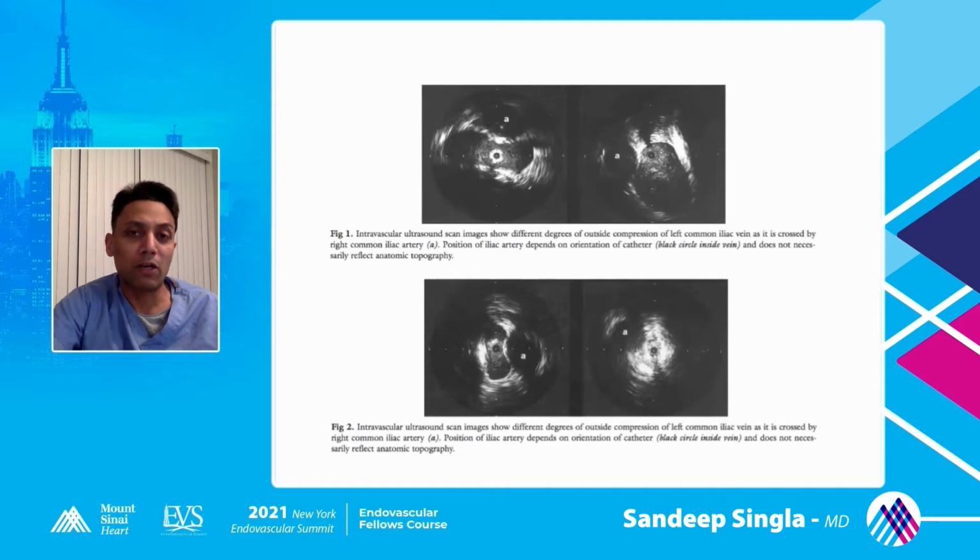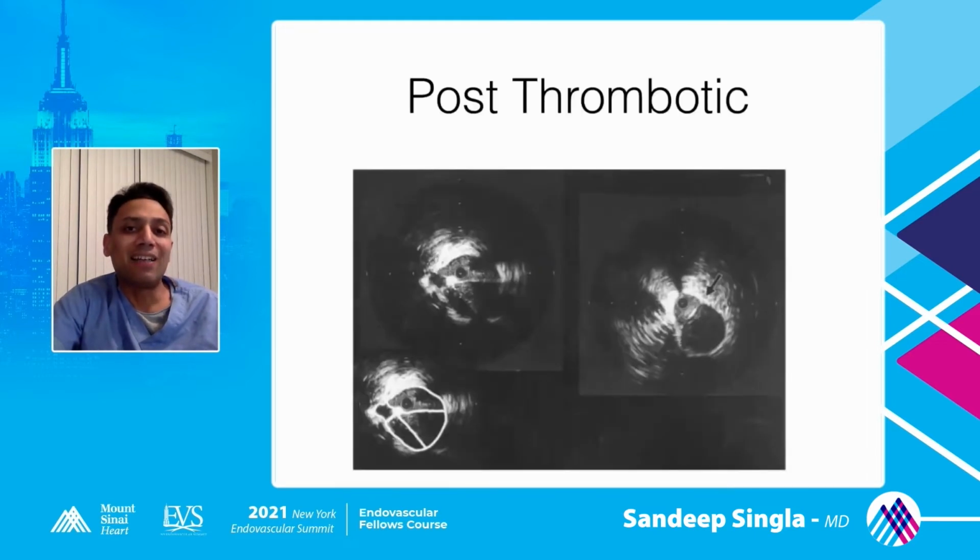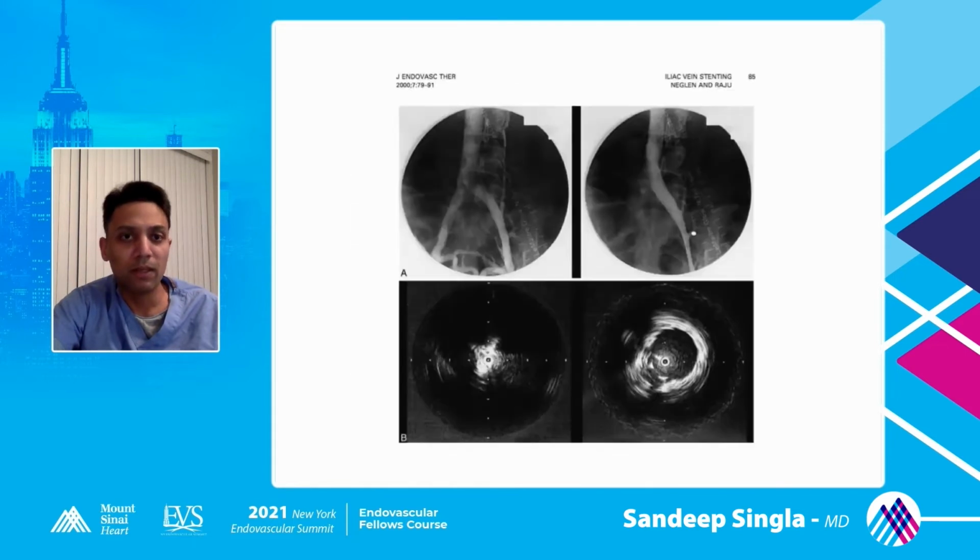So on intravascular ultrasound, what does a compression look like? These are some representative images which I took from Dr. Raju's articles. These images show different grades of stenosis. The top right shows minimal compression, and the bottom right shows the most severe compression, with different grades in between. And you have to realize there are 2 types of compression. One is pure compression. The other is post-thrombotic, where there is presence of septations. And these are representative images of how the septations look when examined with intravascular ultrasound.